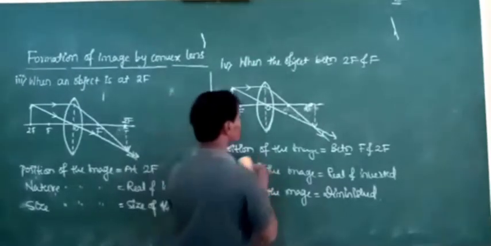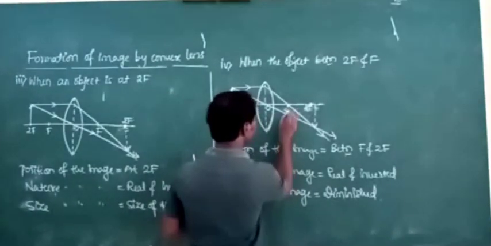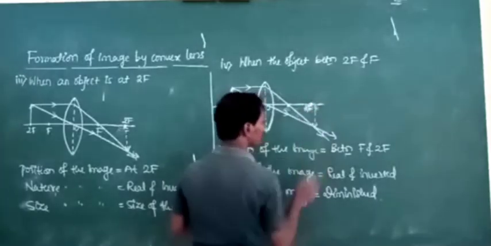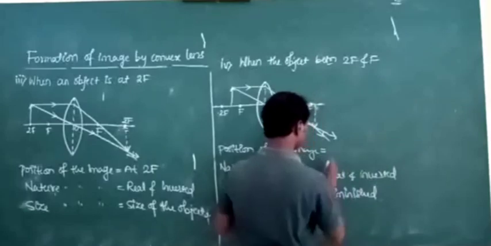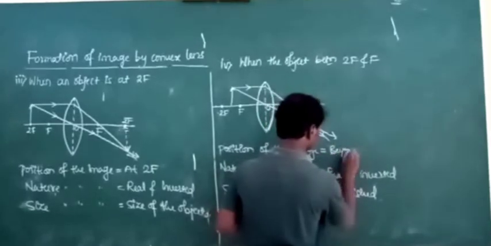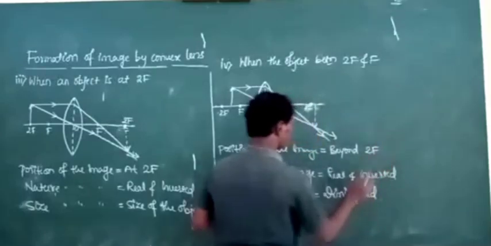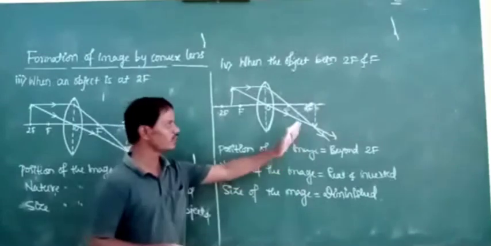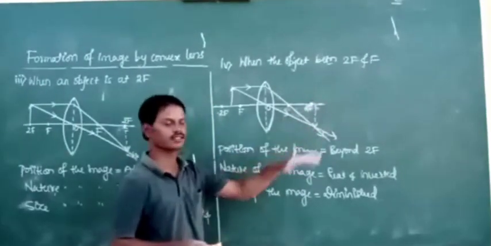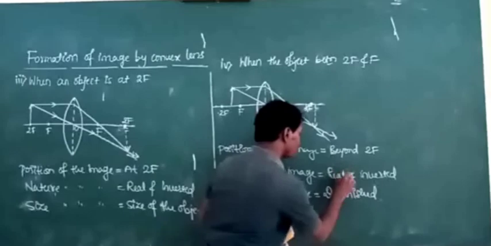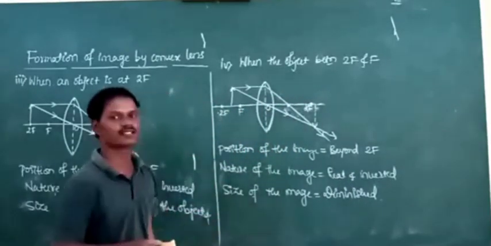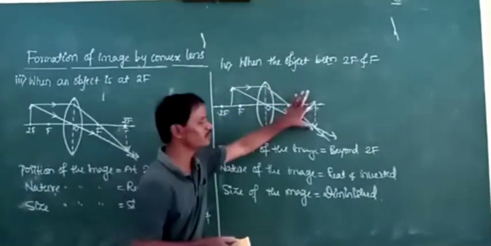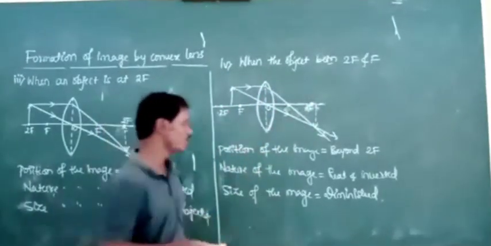Then what is the position of the image? The image is found beyond 2F. This is 2F, and the image is beyond 2F. Then what is the nature of the image? Again real and inverted, because it is inverted, and we can obtain this image on the screen. That is why it is real and inverted. And what is the size of the image? It is magnified. Compared to the size of the object, the size of the image is large. That is why it is said to be magnified.